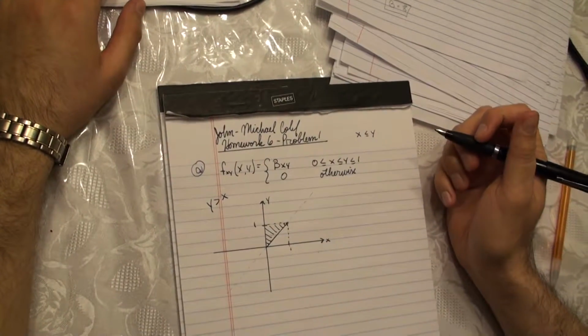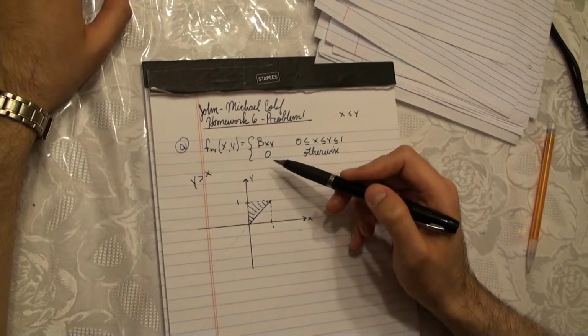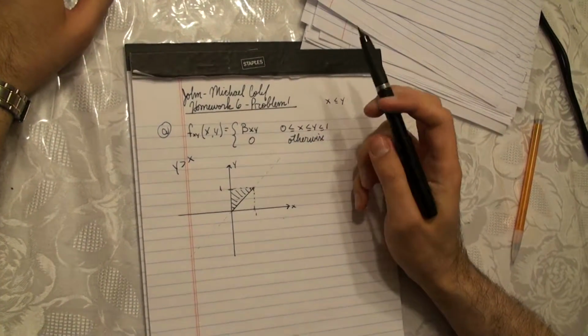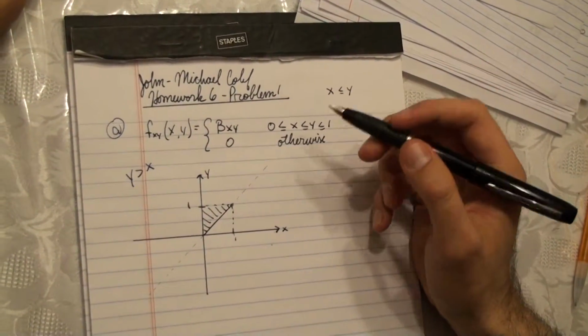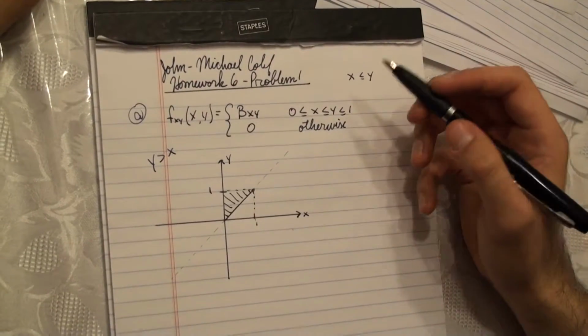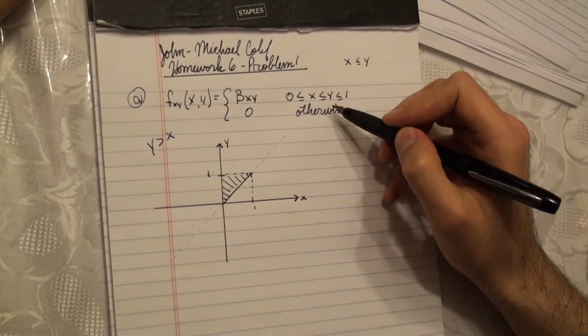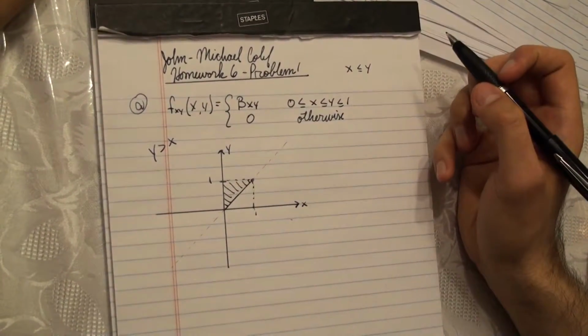Okay, homework 6, problem 1. So here we are given a joint density function. In part A, we are asked to find the constant b such that it is a valid joint density function. So first let's try to draw this condition. This condition is that 0 ≤ x ≤ y ≤ 1.